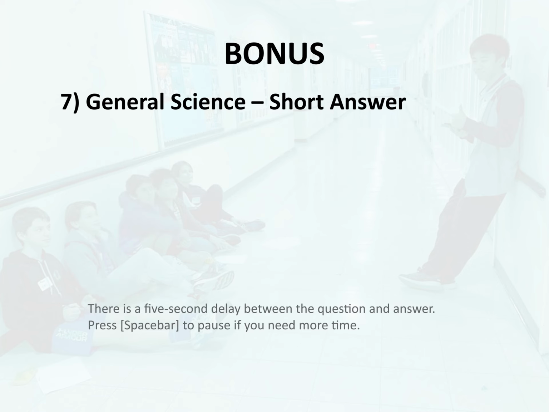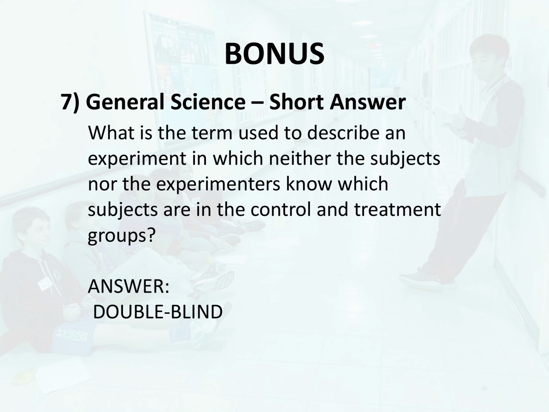Bonus 7. General science, short answer. What is the term used to describe an experiment in which neither the subjects nor the experimenters know which subjects are in the control and treatment groups? Answer. Double-blind.